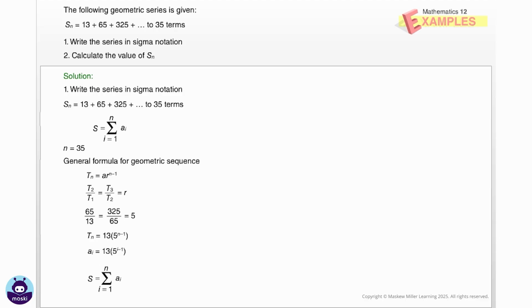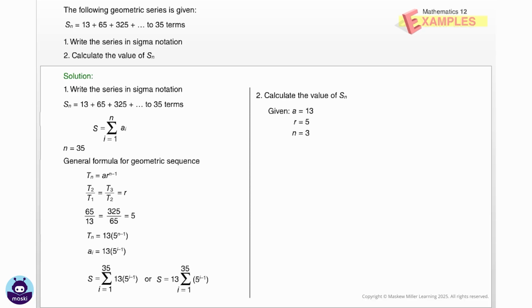Therefore, the series can be written in sigma notation as, since 13 is a constant that is not dependent on the index i, this can also be written as, using the formula for geometric series, we get, substituting the values, since 5 to the power 35 is a very large number, we can express the final answer in exponential form.